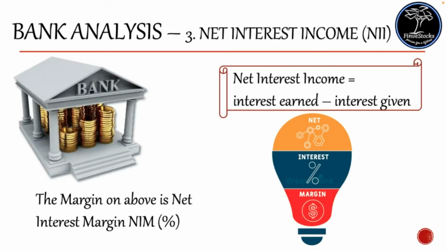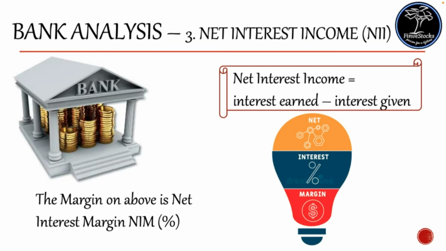So the third important point in bank analysis is net interest income, that is called NII. For understanding NII, first we will see how banks operate. Banks will get a deposit, for that they will pay interest, and using that deposit they will disburse loans. So from loans they will get interest. So the difference in net interest will be the earning for the bank.